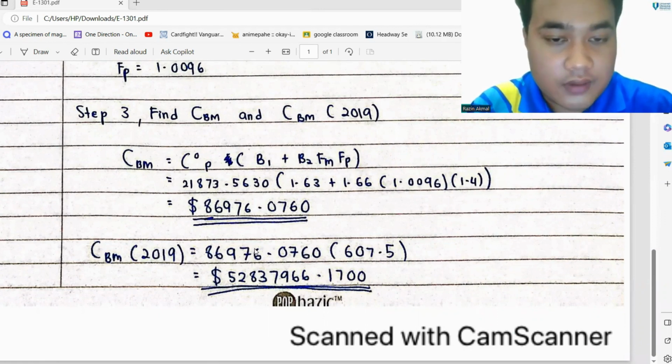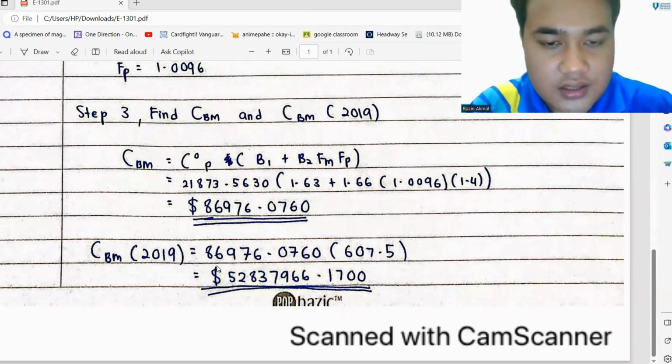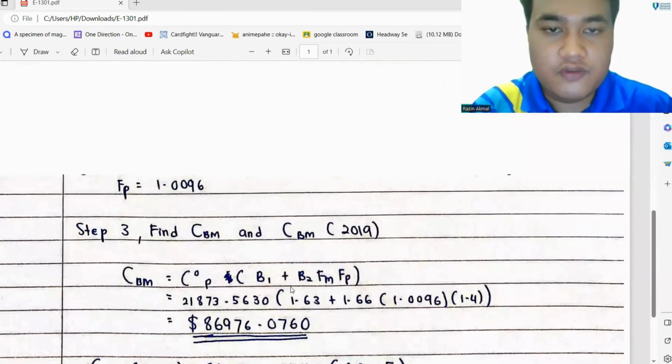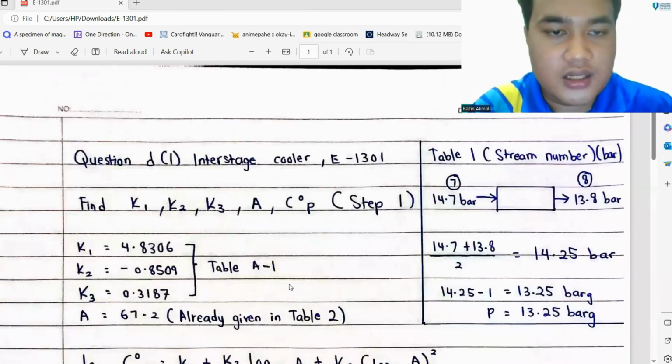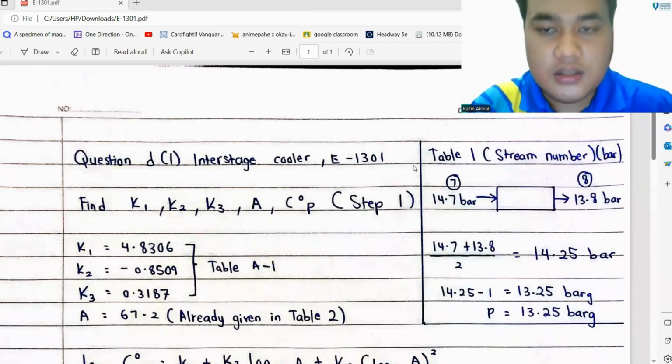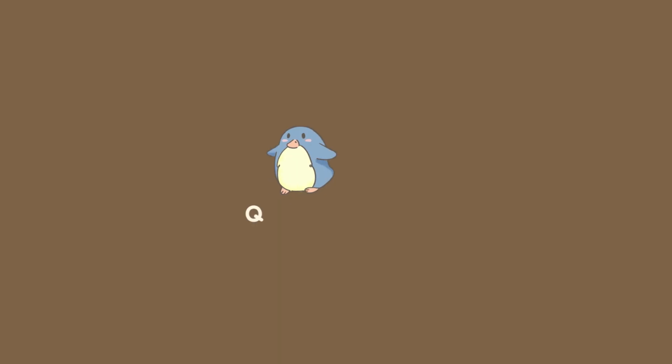We multiply the CBM with the CEPCI 607.5. We get the final answer 5283.7966. That's all from me for the question D1, interstage cooler E1301. Thank you.